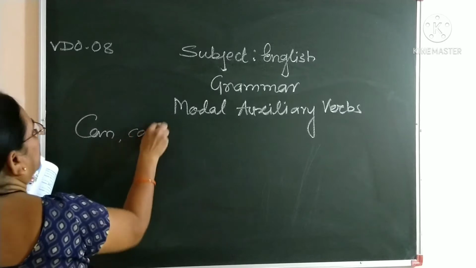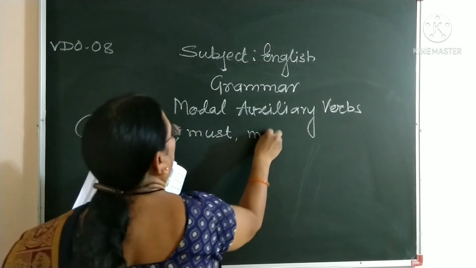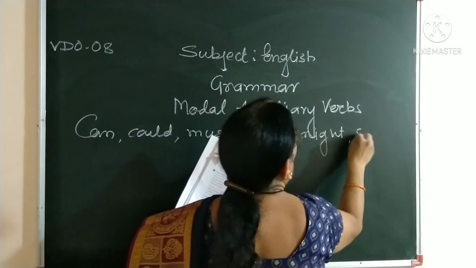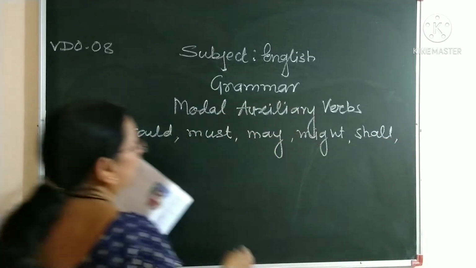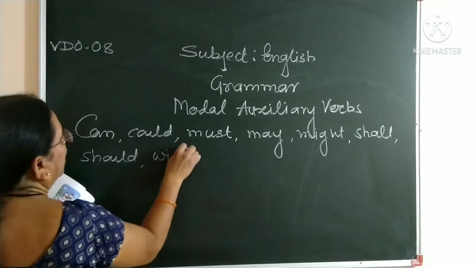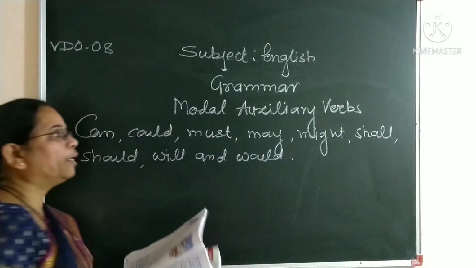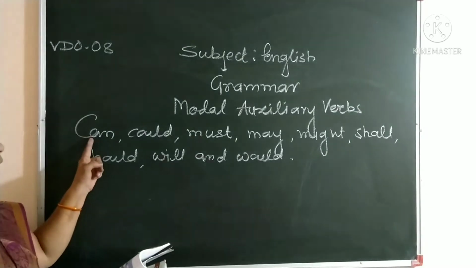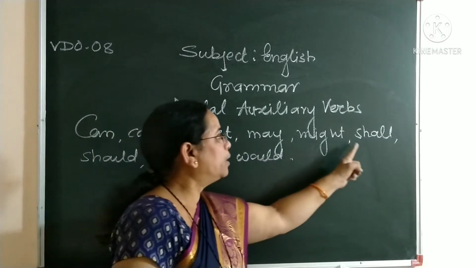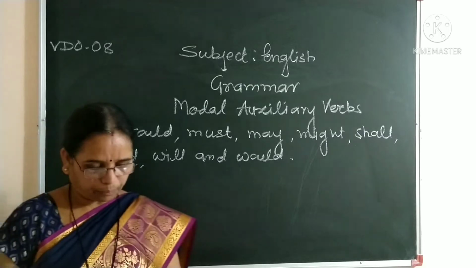Can, could, must, may, might, shall, should, will and would. These are modal auxiliary verbs. Can, could, must, may, might, shall, should, will and would.